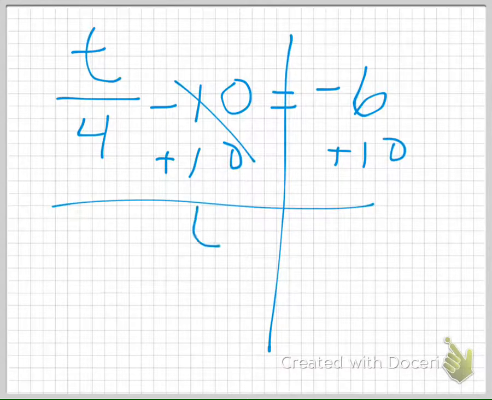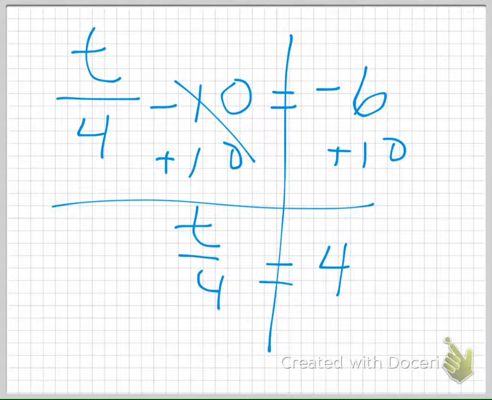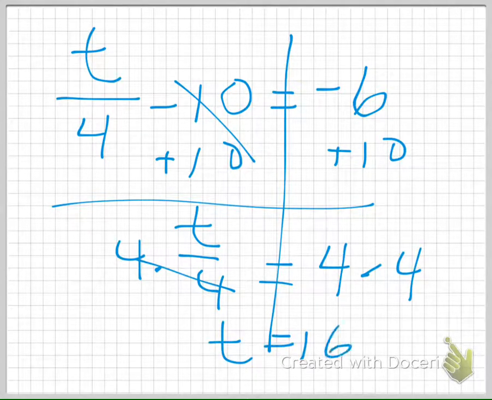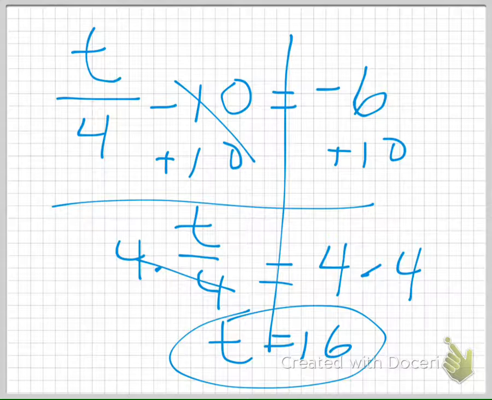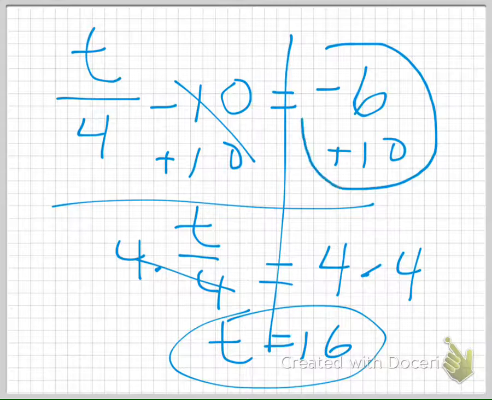t over 4 equals negative 6 plus 10 is 4. Multiply by 4, multiply by 4, t equals 16. How many of you got 16? No? Why not? So that's the spot then, right? That's the spot. When you did negative 6 plus 10, you put negative 4. That's not true. Right?